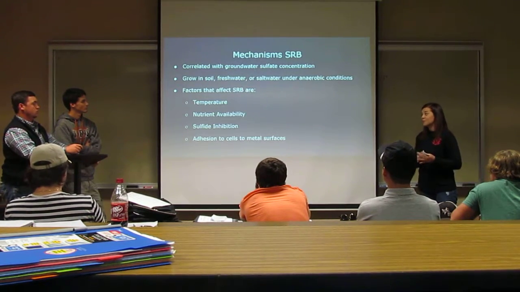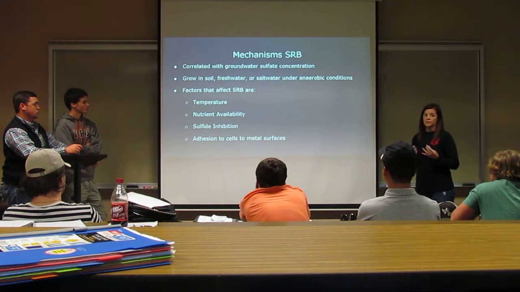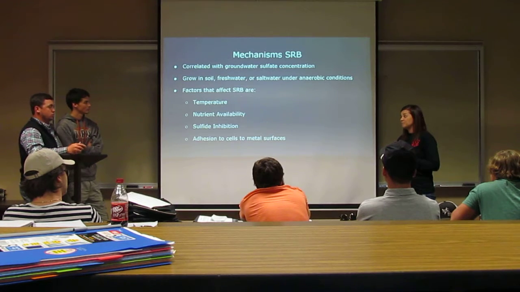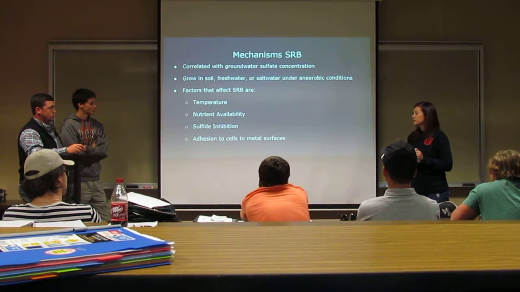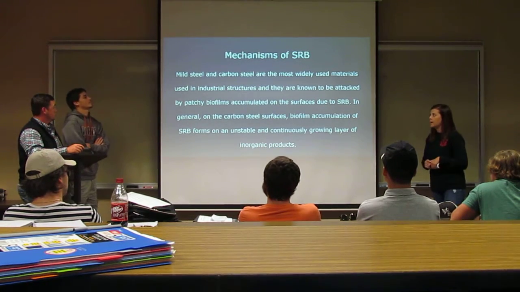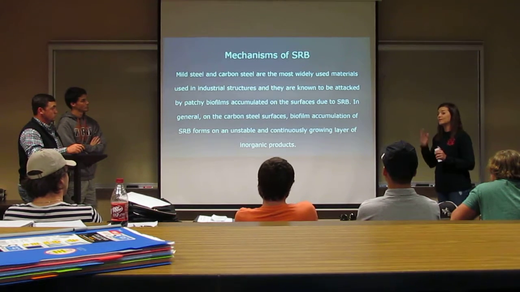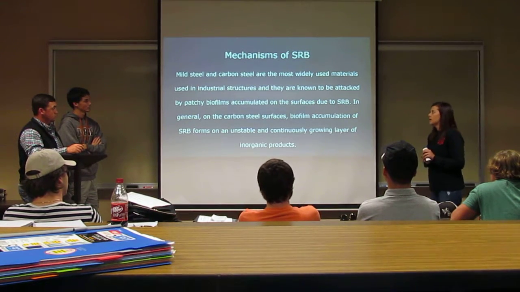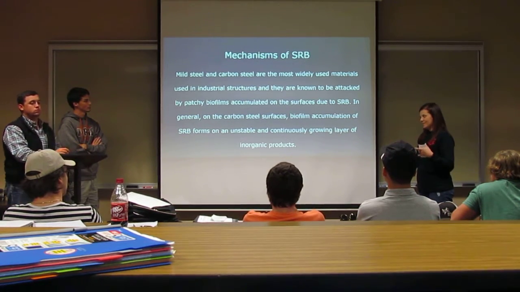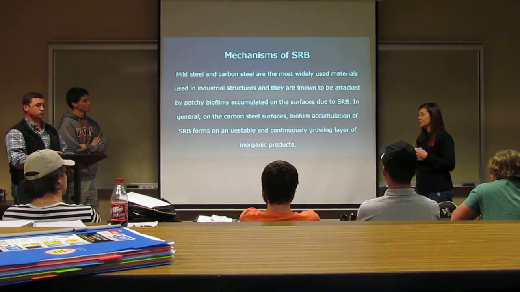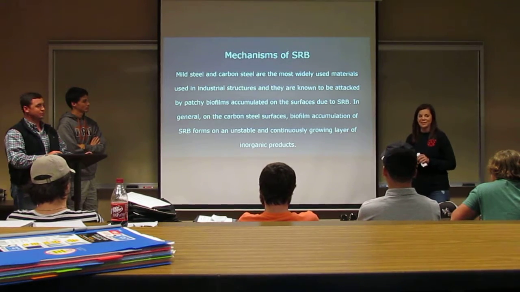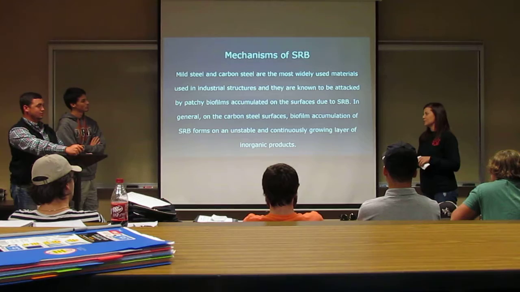Factors of it are temperature and nutrient availability. There are lots of nutrients that the sulfate-reducing bacteria like, so you're going to find a lot of it. Sulfide inhibition and adhesion of cells to metal surfaces. Mild steel and carbon steel are the most widely used materials, and also the most susceptible to forming patchy biofilms on the surface. The SRB forms an unstable and continuously growing layer of inorganic products, causing more corrosion.